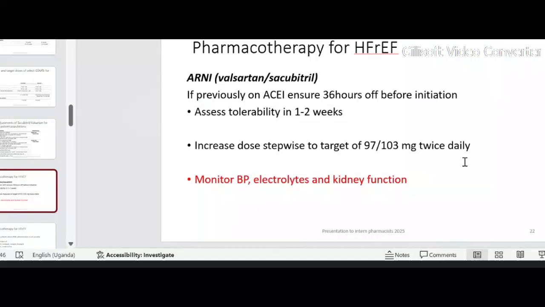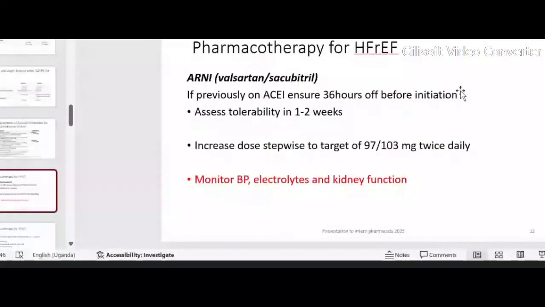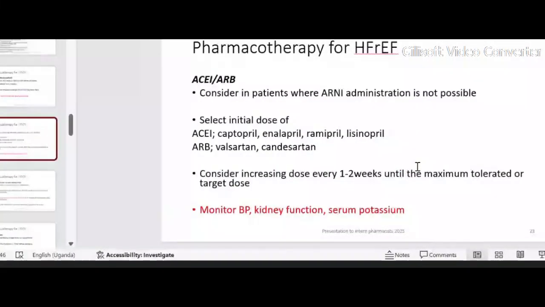This is the dose. We start low, like you can see here. This is 50 BD or 100 BD. The target should be to reach 200 BD. Are we together? So ACE inhibitors can also be given to these patients, or ARBs. Okay?